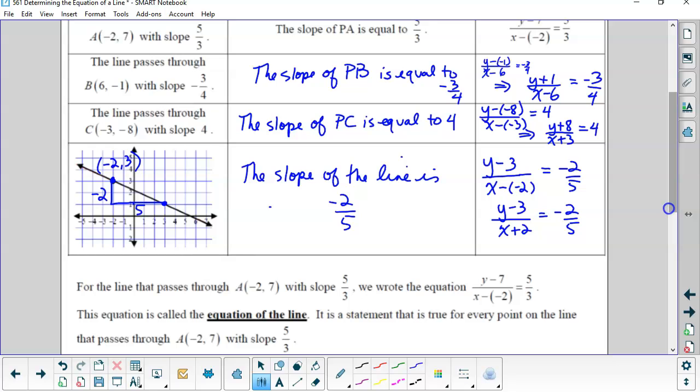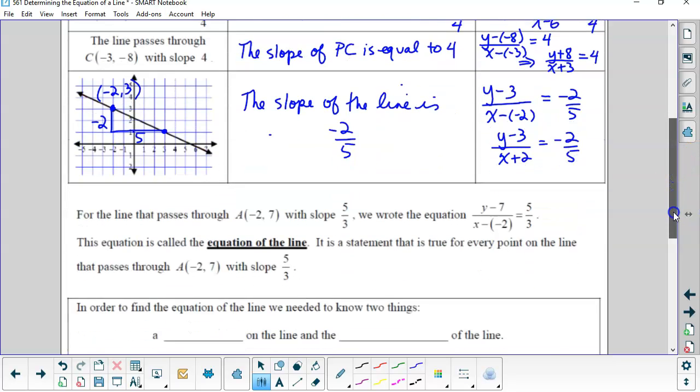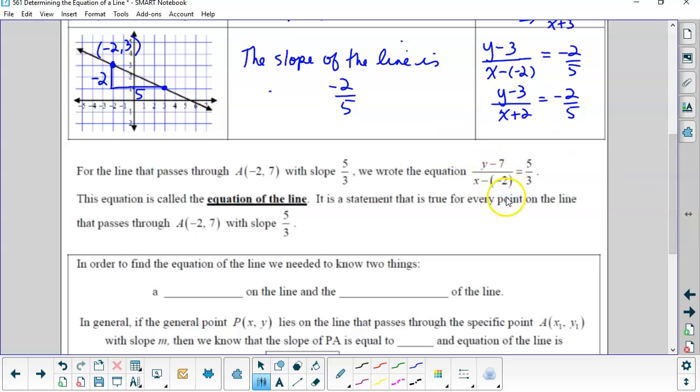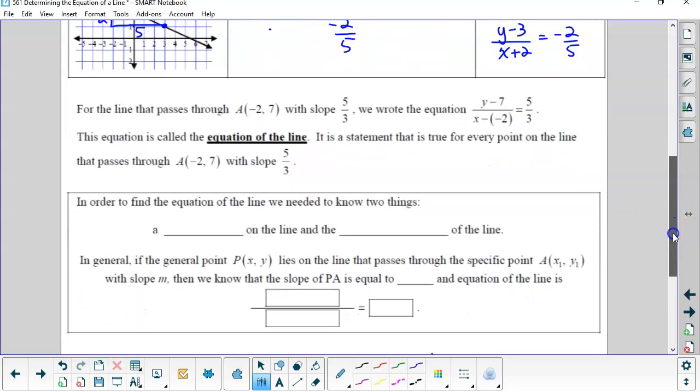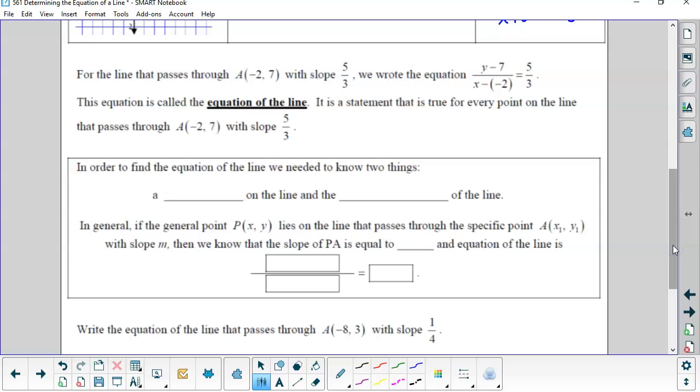Okay. Now, for the line that passes through A with slope 5 over 3, we wrote it in that form in the chart. The equation is called the equation of the line. It is a statement that is true for every point on that line that passes through point A with slope 5 over 3. In order to find the equation of the line, we need to know two things: a point on the line and the slope of the line. Sometimes we're not going to be given the slope, but we'll be given 2 points, so then we have to calculate the slope. Or like the last one in the chart, we weren't given the slope, but we were given the graph of it so we could find the slope.